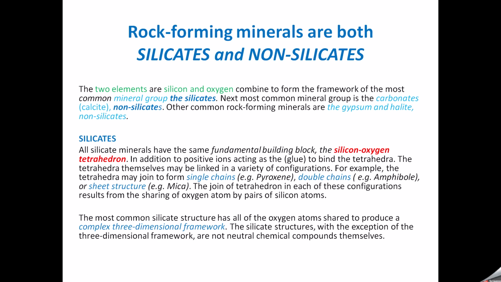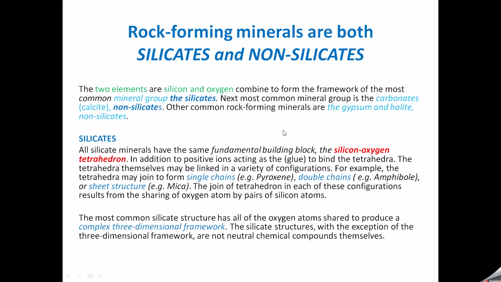The two elements silicon and oxygen combine to form the framework of the most common mineral group, called the silicates. So the silicate group, or silicate minerals, are made mainly of silicon and oxygen. And there are other groups like carbonates, gypsum, and halite that are non-silicate. They don't have silicon in their chemical composition. So let's look at the silicate minerals.